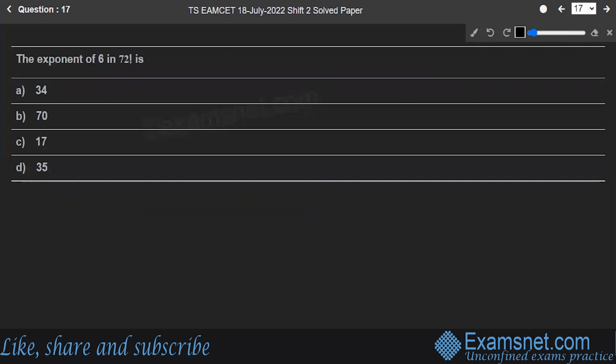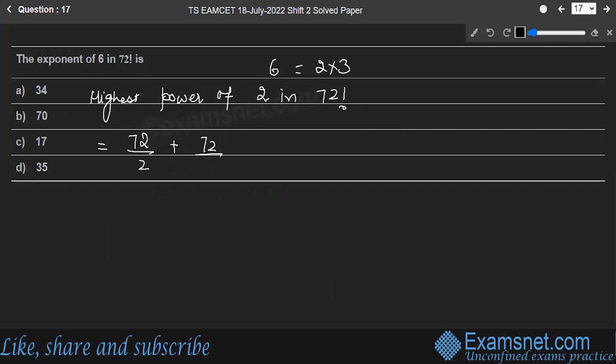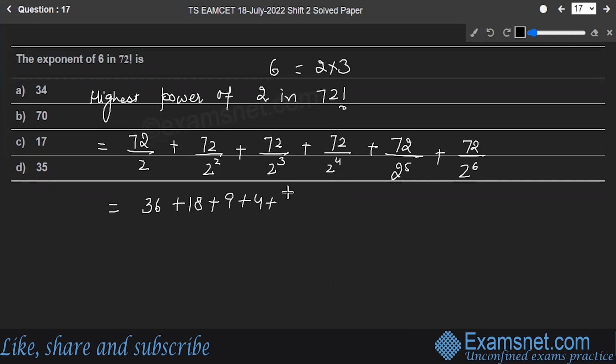Okay, the exponent of 6 in 72 factorial is, one thing, 6 can be written as 2 multiplied by 3, right? Highest power of 2 in 72 factorial is given by 72 upon 2, 72 upon 2 raised to power 2, 72 upon 2 raised to power 3, 72 upon 2 raised to power 4, 72 upon 2 raised to power 5, then 72 upon 2 raised to power 6, which is equal to 36 plus 18, 9, 4, 2, 1. That is equal to a total of 70.